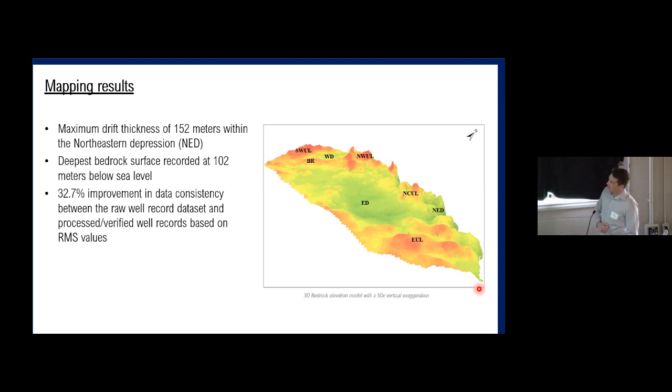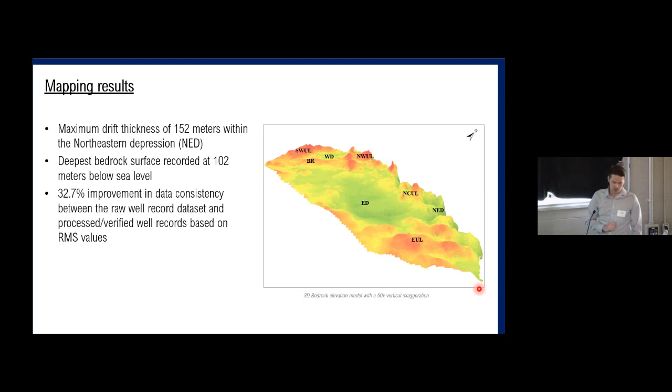A couple of high-level highlights though. The deepest, or maximum, drift thickness identified from some of these cleaned up well records was 152 meters, and that was within the Northwestern Depression, just a little bit west of Hawkesbury, for those of you who know your geography in Eastern Ontario. And the deepest bedrock surface identified within these cleaned up well records was about 102 meters below sea level. So that's quite deep.